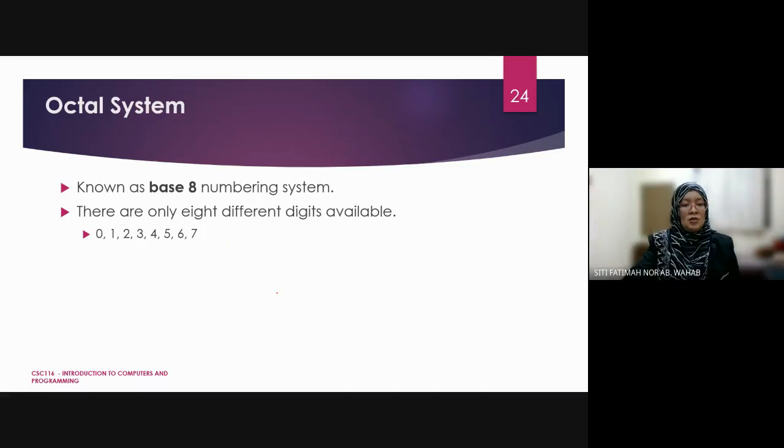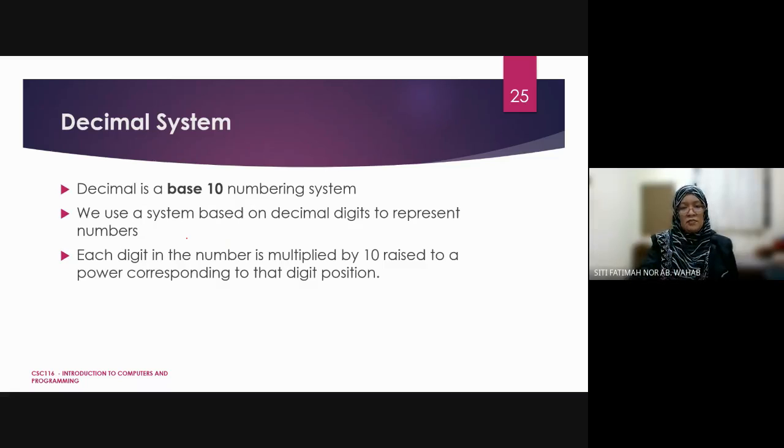So the octal system, known as the base 8 numbering system. You have already seen this one. Only 8 different digits are available, starting from 0. Okay, so there is no 8 in the octal system. The maximum is 7. Decimal system, base 10. There is no 10 actually in decimal. Actually, it is 0 until 9. Next, we combine with the 1 and 0.